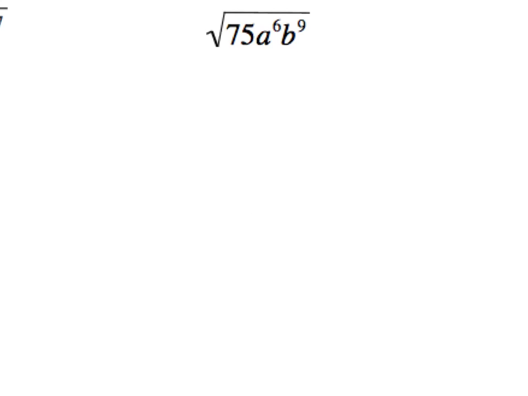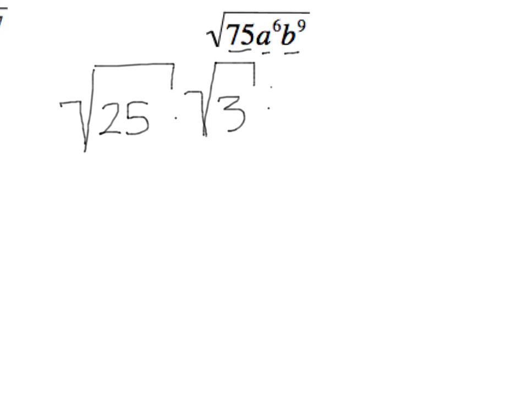All right, let's take everything we learned in this video and apply it to this problem. So I've got the square root of 75 a to the 6th b to the 9th. First thing I need to do here is break all three of these things, the 75, the a to the 6th, and the b to the 9th, into perfect squares. So the square root of 75, I'm going to break that into perfect squares, so that's going to give me the square root of 25 times the square root of 3.